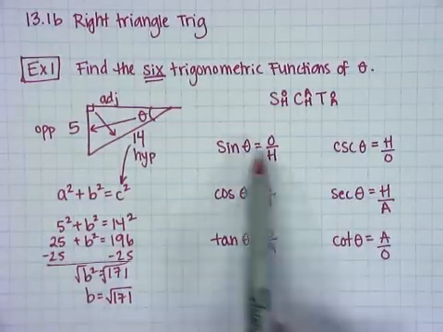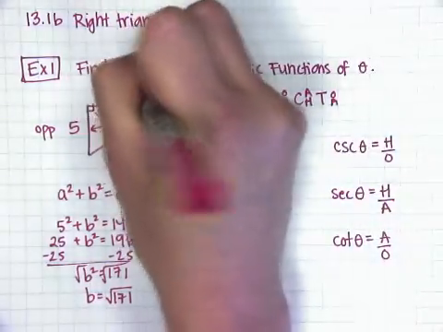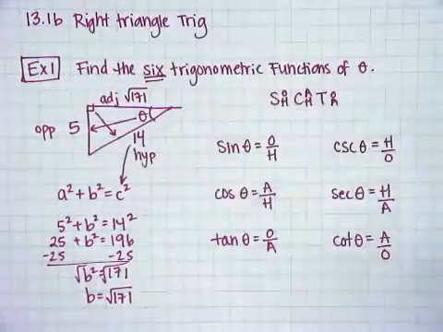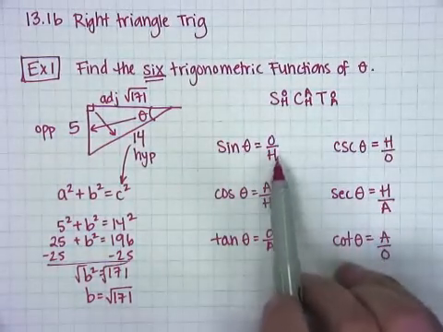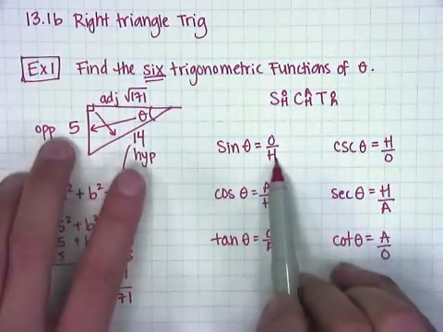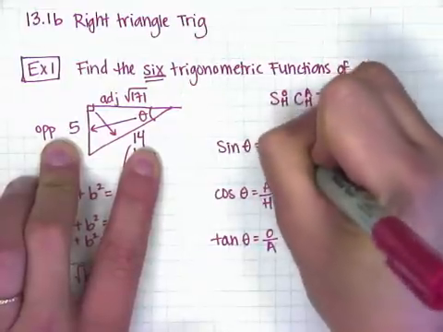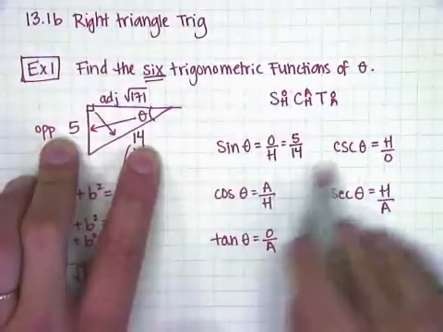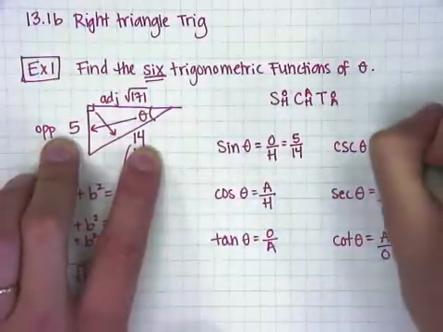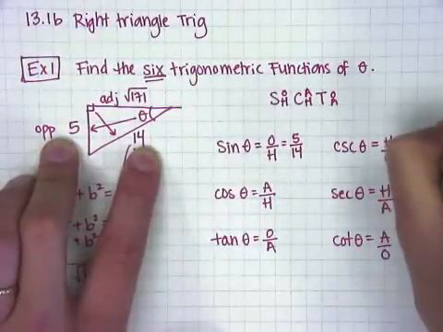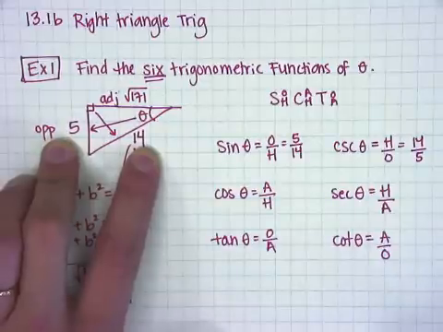Alright, so coming over, I'm now going to fill out my 6 trig functions. So let's see, sine is opposite over hypotenuse. So opposite 5 over hypotenuse 14. So 5 over 14. And since cosecant is a reciprocal, this is 14 over 5. I can just flip it upside down.